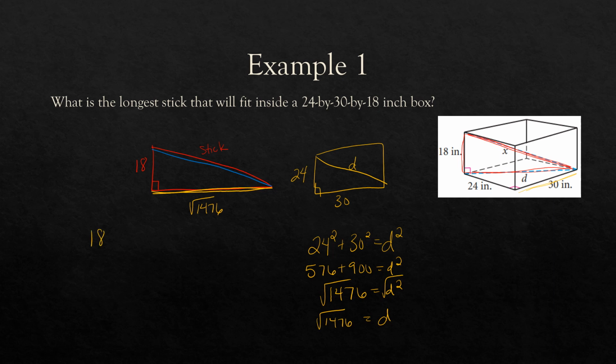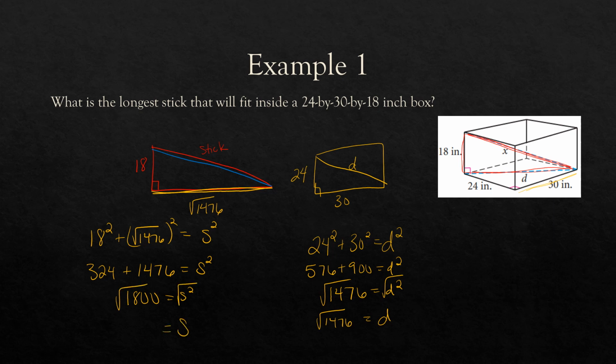So now I have 18 squared plus the square root of 1476 squared is equal to the length of my stick squared. 18 squared is 324. When I take the square of a square root, it's just the number inside, 1476. These add up to exactly 1800. Now I'm going to take the square root of both of these.